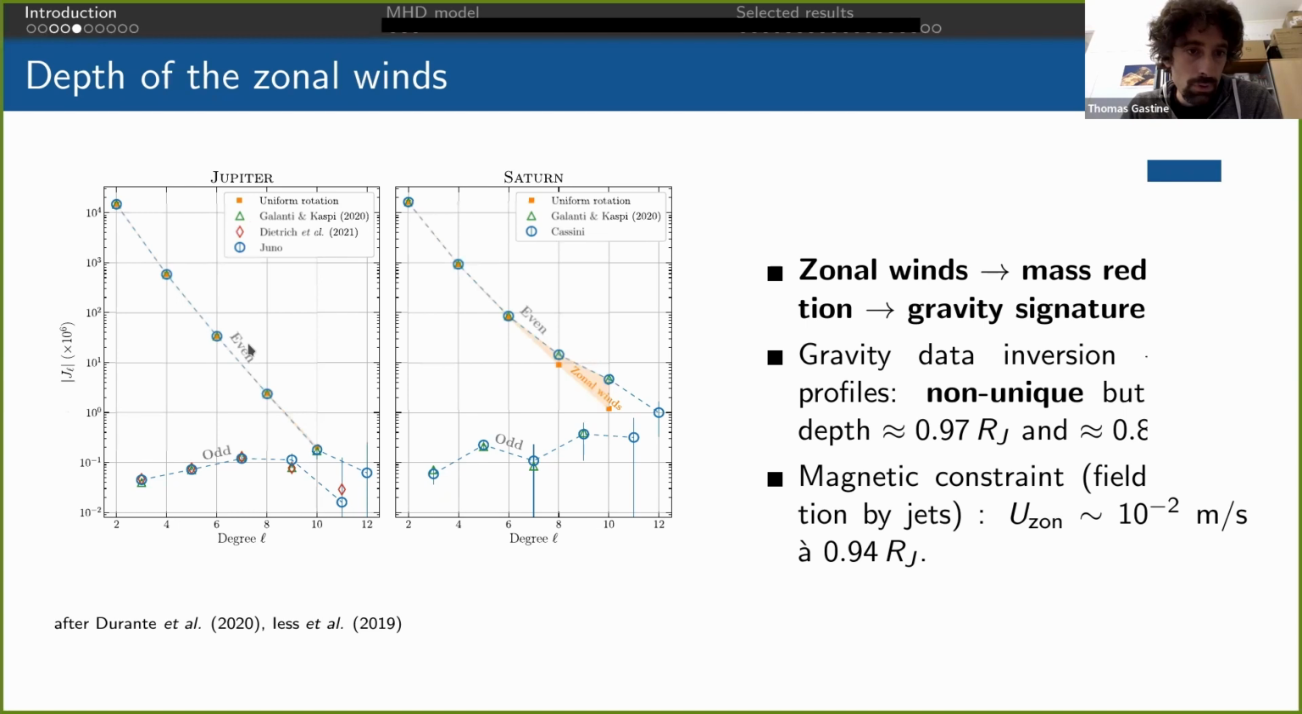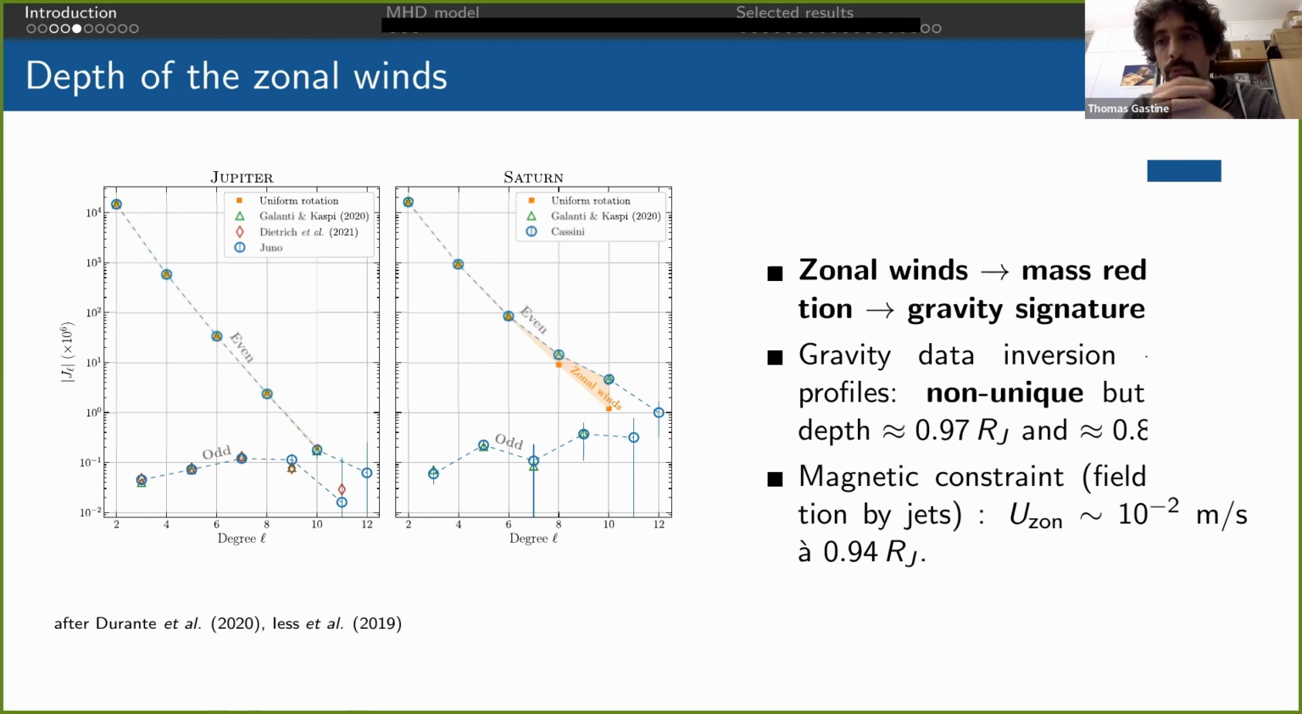And so for Jupiter, you get a relatively good agreement until at least L equal 8. While for Saturn, you see a significant difference between the actual gravity moment and what you would get if you assume that the planet is rotating as a solid body. The reason is that zonal winds, so differential rotation, act on the mass distribution inside the planet. And so depending on the depth, it can more or less imprint onto the gravity signals.